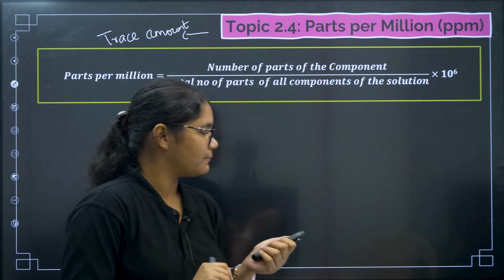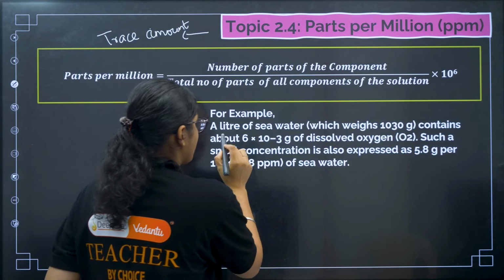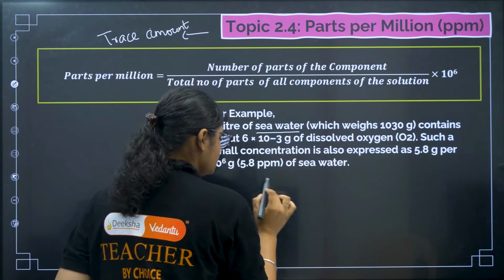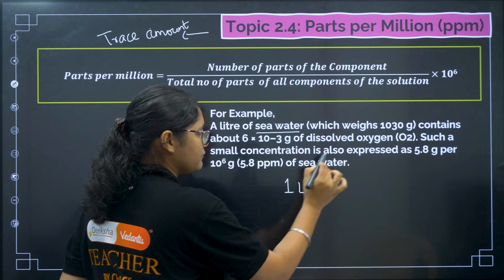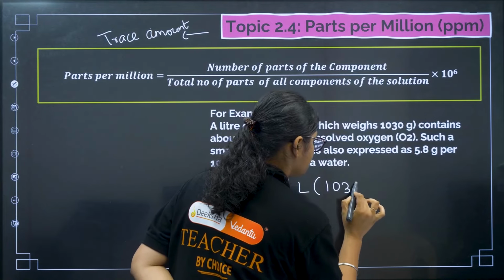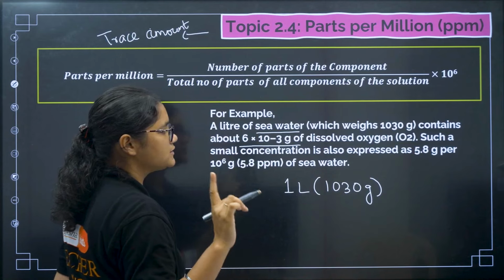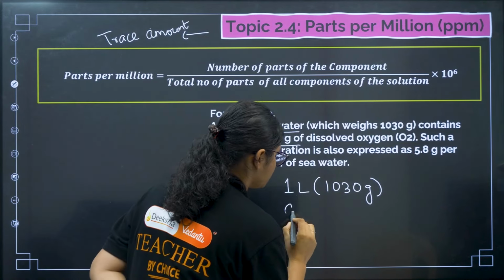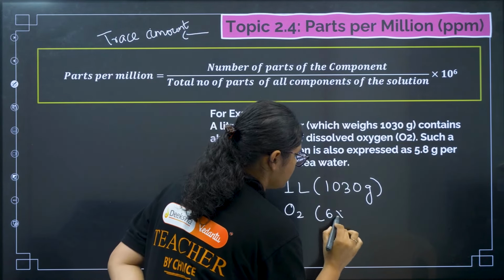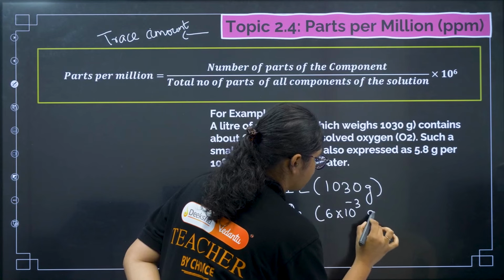Okay, so one example I'll give you. 1 liter of sea water is there. The weight of this is 1030 gram, and it contains 6 into 10 to the power of minus 3 gram of dissolved oxygen. So how much oxygen is present? 6 into 10 to the power of minus 3 grams.